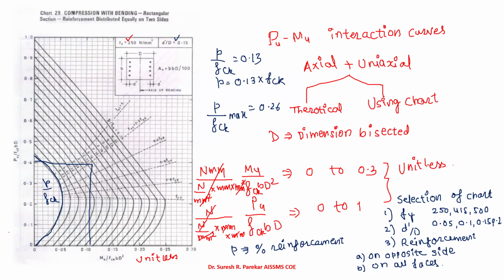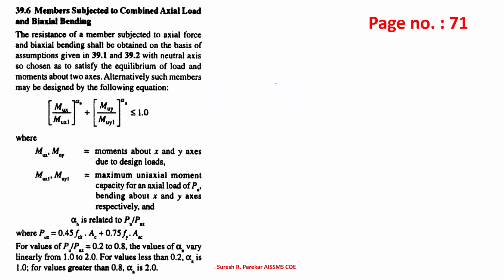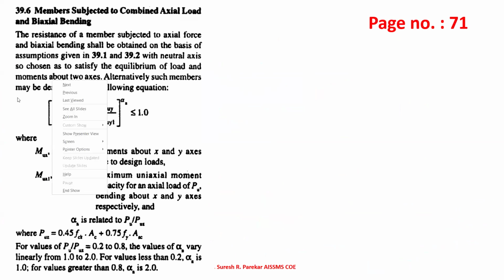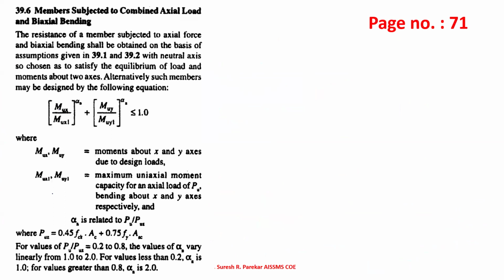Likewise, we have to use the chart. That is for axially loaded plus uniaxial bending. Now for biaxial, we have this formula: Mux upon Mux1 to the power alpha n plus Muy upon Muy1 to the power alpha n less than or equal to 1. Mux and Muy are the given values, given by external loads.